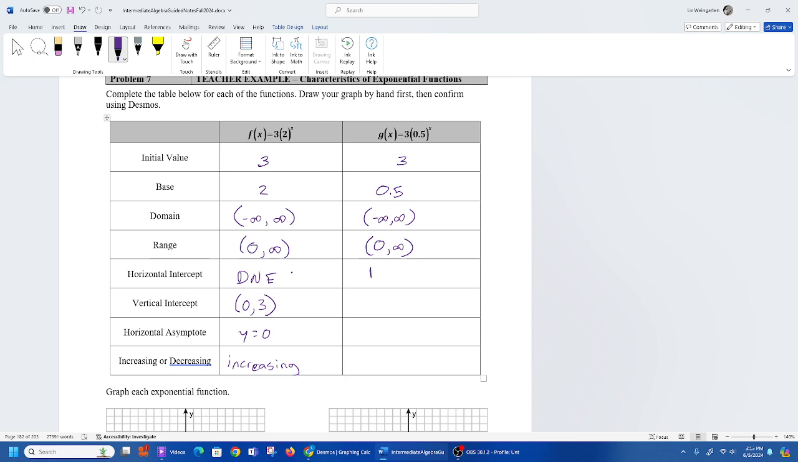Horizontal intercept does not exist. The vertical intercept is 0, whatever the initial value is, in this case 3. Horizontal asymptote is always y equals 0. And because the base is less than 1, this guy is decreasing.